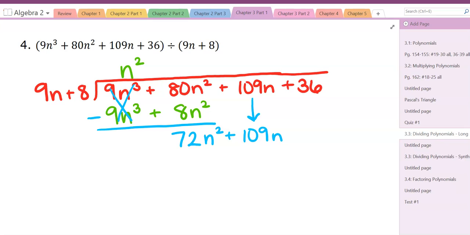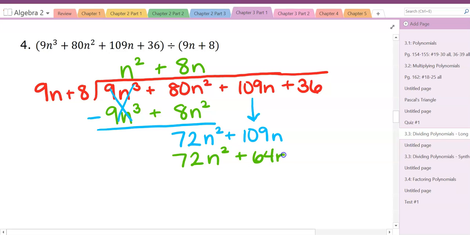Okay, so let's start over. 9n times what will get me to 72n squared? 8. And do you need any letters? You need one n, right? Okay, so 8n times 9n is 72n squared. What's 8n times 8? Good, so we have plus 64n, and then we subtract again.